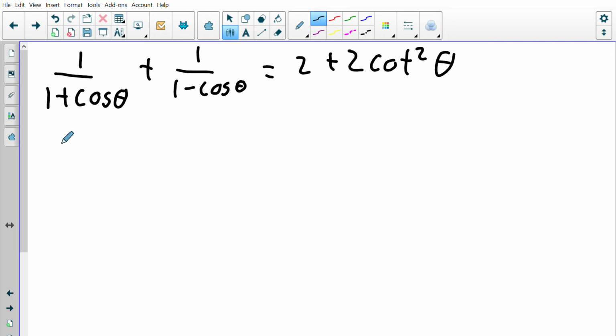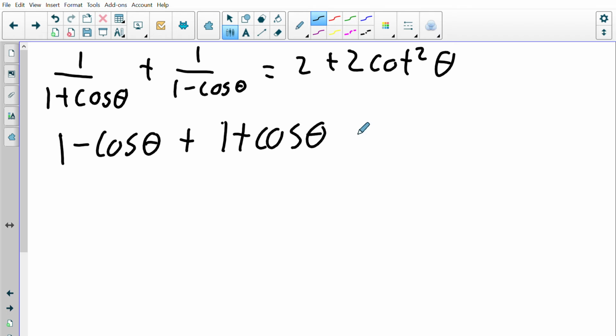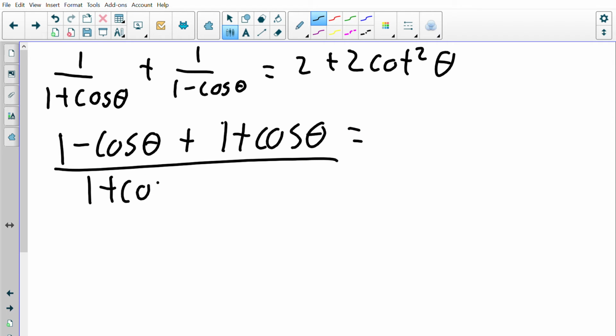So now I get 1 minus cosine plus 1 plus cosine, and it's all over 1 plus cosine theta times 1 minus cosine theta.